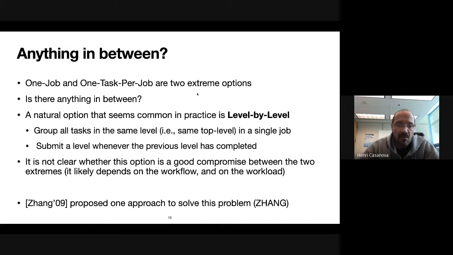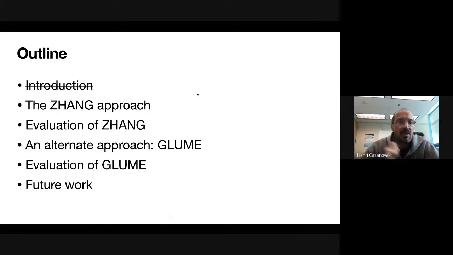And let me tell you how they work, but here is the outline of the talk. So first I'm going to explain how Zhang works. Then I'm going to show some evaluation of Zhang we've conducted. And then we're going to propose an alternate approach called GLUME. And then I'm going to show results for that one and conclude with future work. Okay.